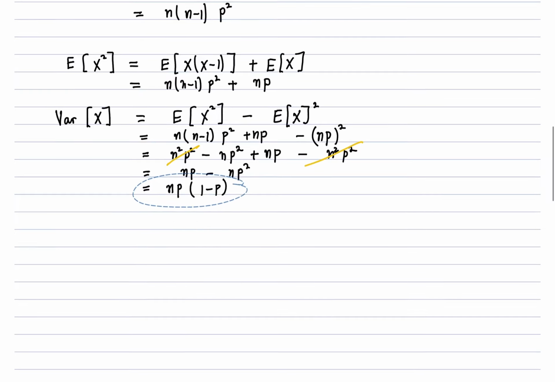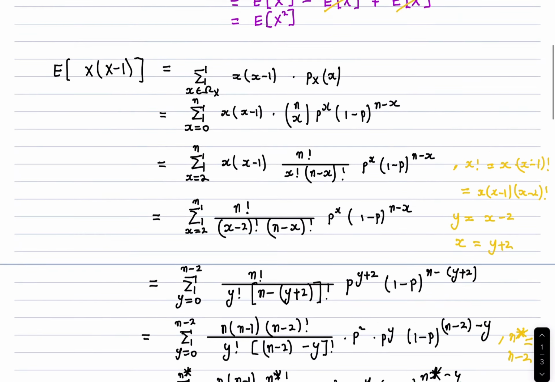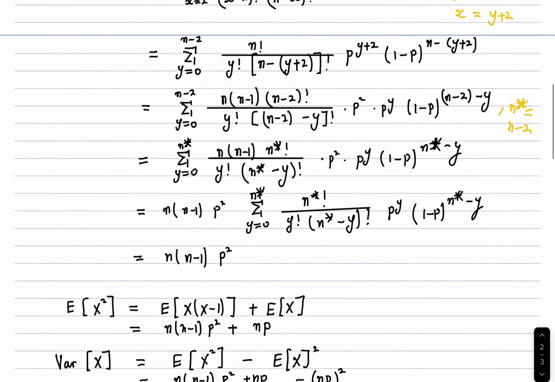And of course, if we want to go one step further, to cover all our bases, the standard deviation of x, which is by definition the square root of the variance, is simply equal to the square root of np times 1 minus p, the expression that we just derived. Now, that, if we go through, is quite a lot of manipulation here.